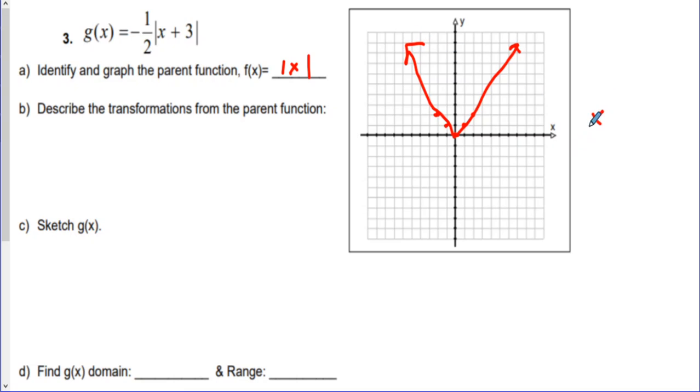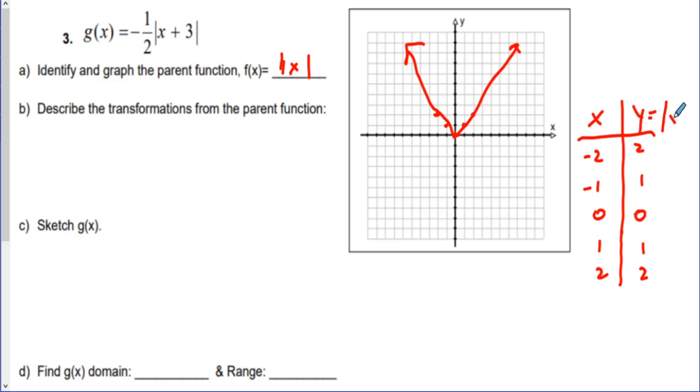And I'll generate a table because we're going to use it in a little bit. So if I take -2 and plug it into the absolute value of x, I get 2. And then the same thing's going to happen for the rest of them. Remember, it just makes it positive. Essentially, we're talking about distances, which are always positive. So here is my parent function graph, which again, I'll just note that this is the parent function right here.